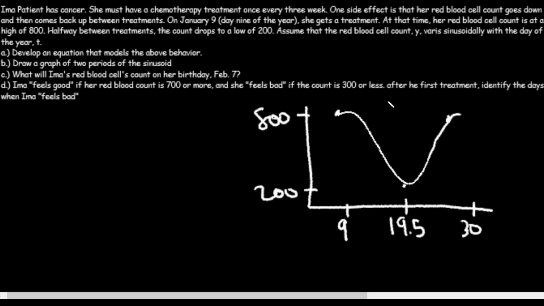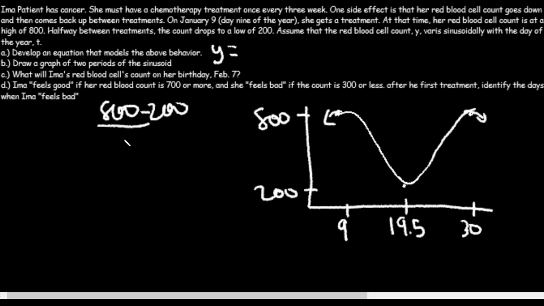Wait, actually, I might want to draw this. Do it like this. That's good. This graph just goes down. This side also goes down. So if you want to write the equation out, it would be y equals. To find the a value, it would be maximum minus minimum divided by 2. So 800 minus 200, which is 600, divided by 2, equals 300. So 300 cosine.